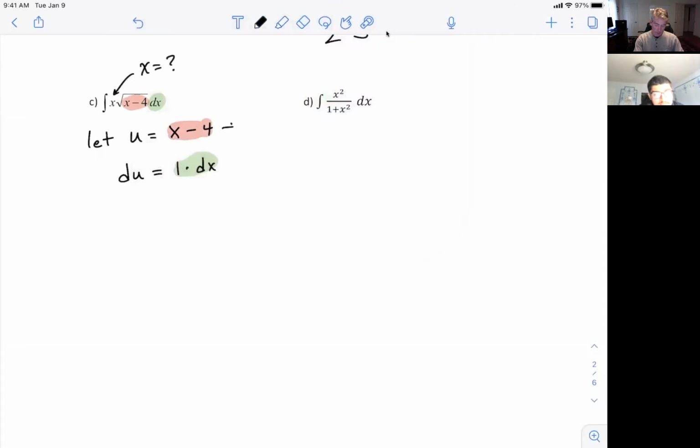So if you go to this line where I said let u equal x minus 4, well, if you want to know what x equals, then just add 4 to both sides. And so it's u plus 4 that's going to replace the x. So it'll be integral of, replace the x with u plus 4. And then it's going to be radical u. And then du.